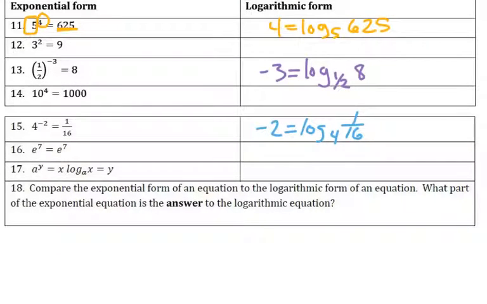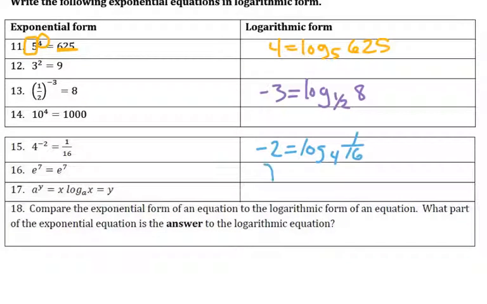Number 16, e to the 7th equals e to the 7th. So 7 equals log base e of e to the 7th. And actually, whenever you have log base e, that's called a natural log. So you could just write ln. You can write it in two ways.